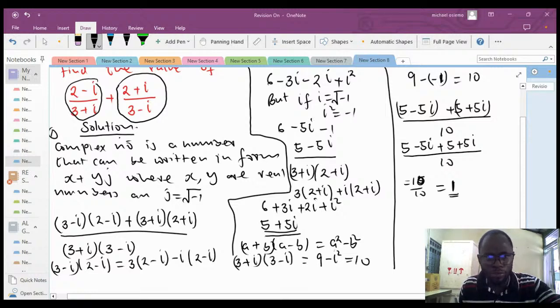So let us proceed to check the other method that you can solve the same question. If it will be easy for you, then you will follow. But also, if the first method is okay with you, you can also use the same method. So let us proceed. We check the other way we can solve the same problem.